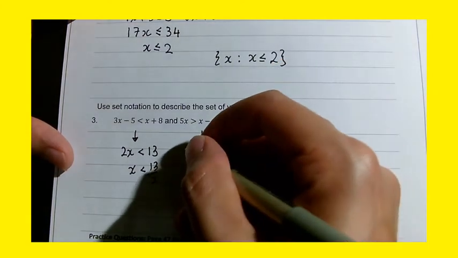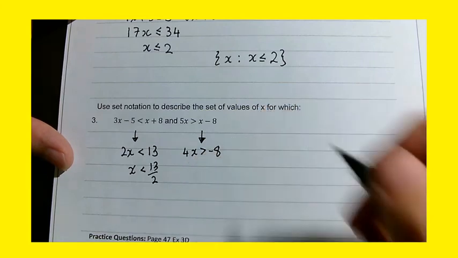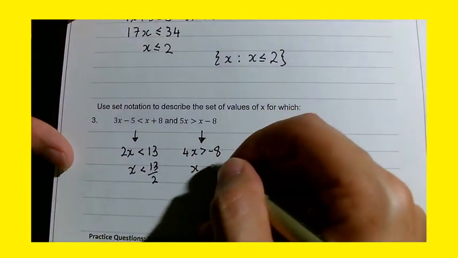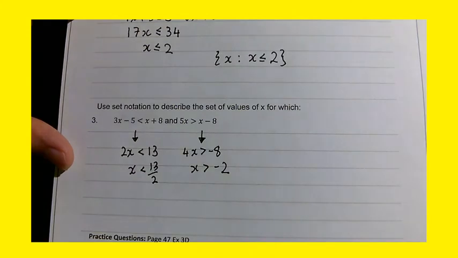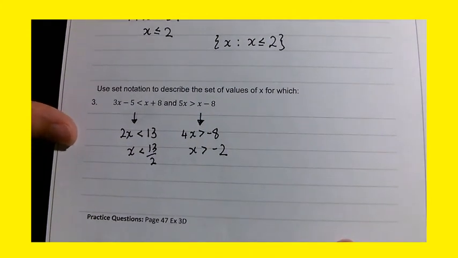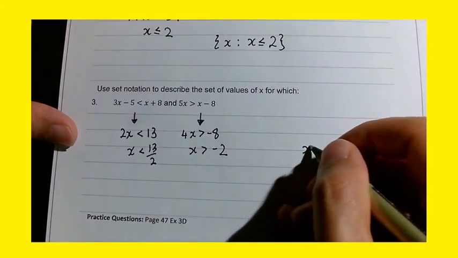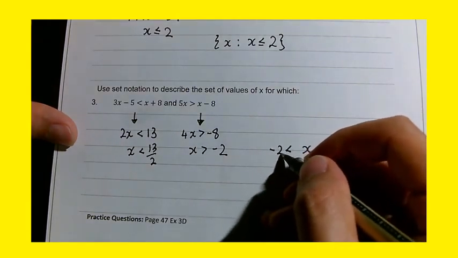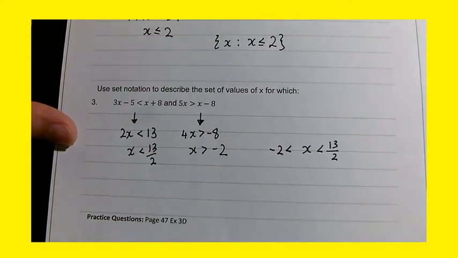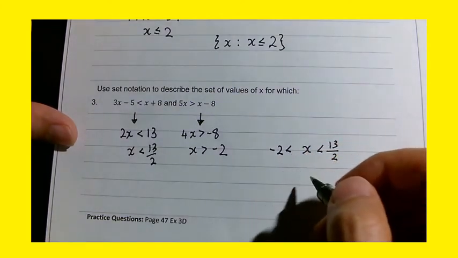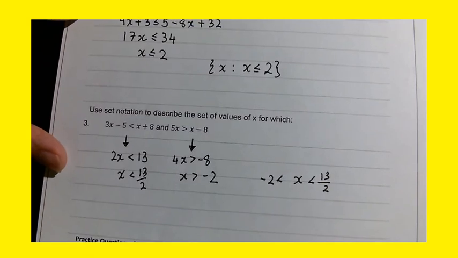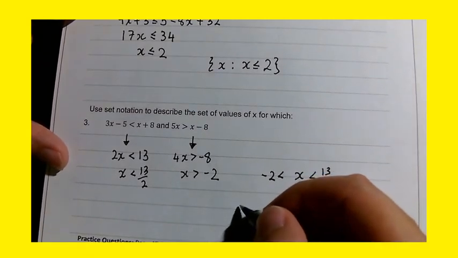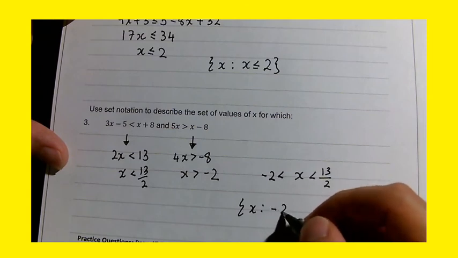Okay, then I'm going to solve this side. I'm going to take away x, 4x less than minus 8, and then I'm going to divide through by 4. Okay, so our final answer, it must be greater than minus 2 but less than 13 over 2, which you could write as such. That the answer has to be greater than minus 2 but less than 13 over 2. Now obviously we prefer this in set notation, and there are a couple of ways we could do that. However, the most straightforward way, just write this.